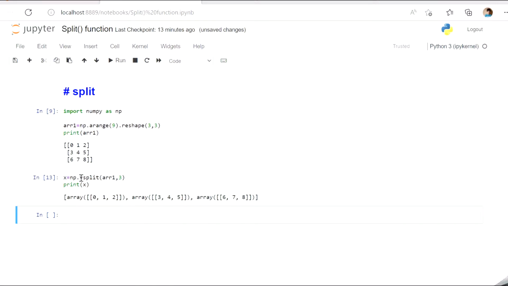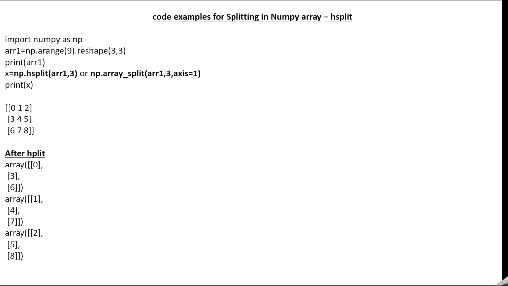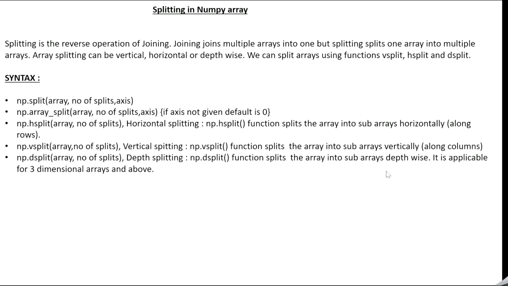And vertical split is also equivalent to array_split 1, 3, axis is equal to 0. So when we give this particular statement also, it will do the vertical splitting. So we saw horizontal splitting, vertical splitting, and dsplit is applicable for three-dimensional arrays and above. It will split the array depth-wise.